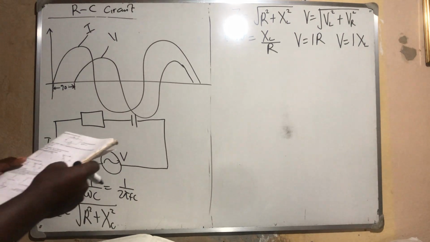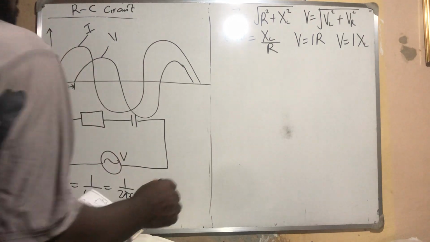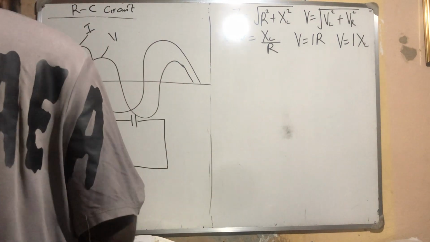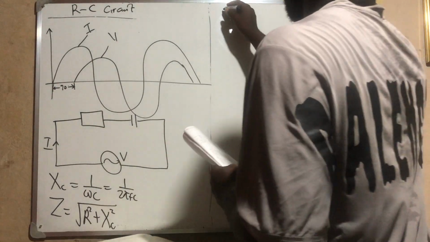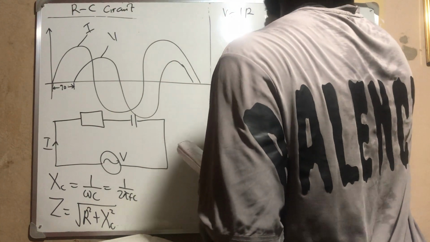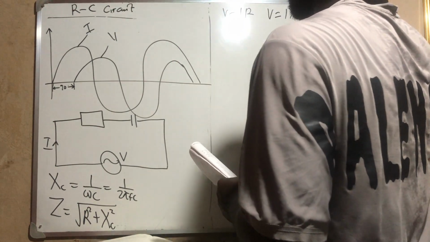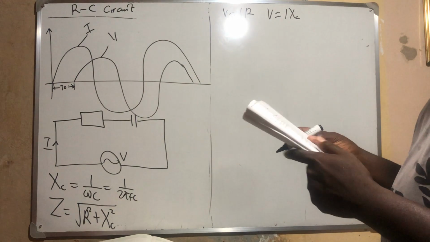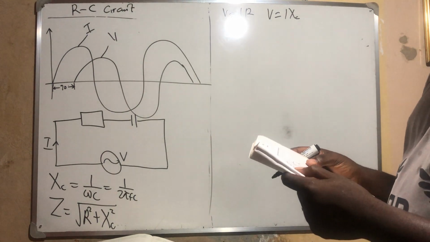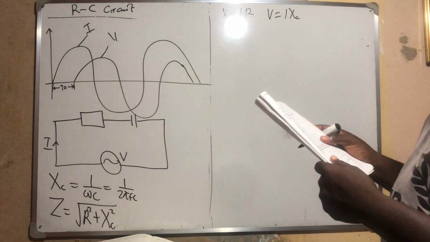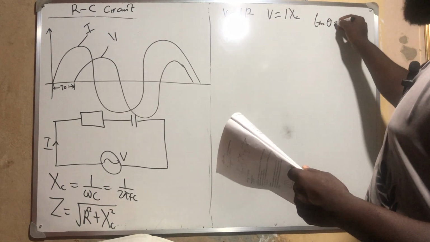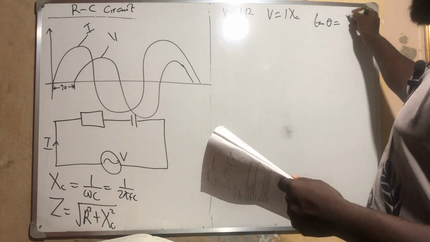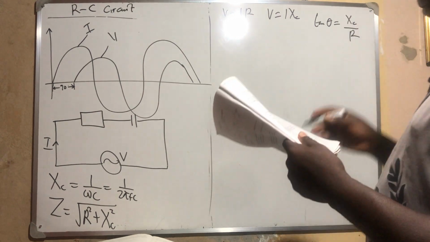It's very, very simple. And then don't forget that V is equal to IR. And V is equal to IXC. Okay? Because this X is the reactance of the capacitor. And then, you should always know that for tan theta, R is always at the denominator. So you have XC over R for tan theta.